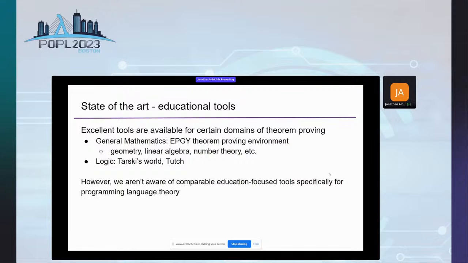And there is a big state of the art in terms of educational tools. Here are a few that have been available for a number of years. There's probably even more today that I may not have put on the slide, that are focused on certain domains of theorem proving. Things like let's do number theory, let's do linear algebra, let's do geometry, and they're very focused on education. But there isn't something that's comparably education focused specifically for programming language theory. And that's what we set out to build with this in mind.